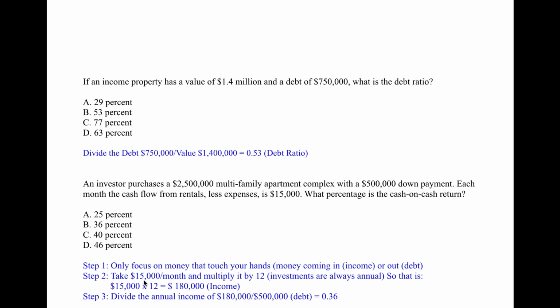Step two, take the 15,000, because it says a month. Now if it said annual, then you wouldn't have to do anything. But remember, with investments, they're always annual. So you take the 15,000 and multiply by 12. So 15,000 times 12 comes to 180,000. That's the income that's coming in, that's touching your hands. Then you divide that by the cash that went out. So 180,000 divided by the 500,000 gives you 36%. So hopefully that brings some clarification on the different types of math problems they have.